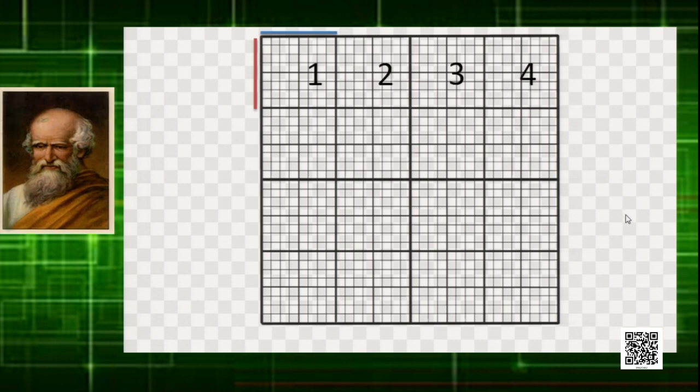You see, in the first row we have 4 squares, in the second row we again have 4 squares, and in the next two rows we again have 8 squares. So in total we have 16 squares. Now, as there are 16 squares, we can say the area is 16 square units. Let's have a look at a rectangle.